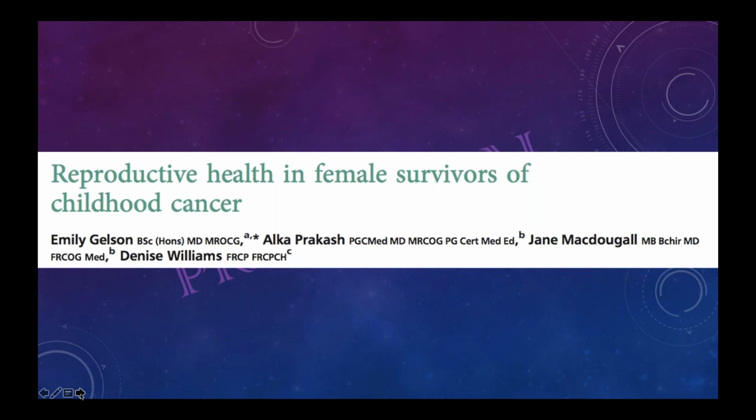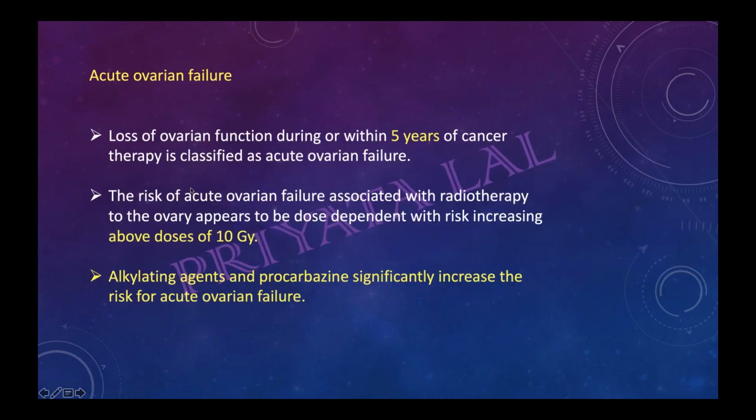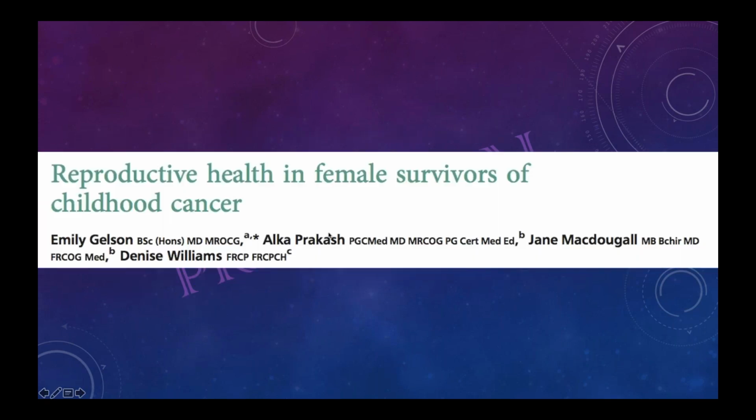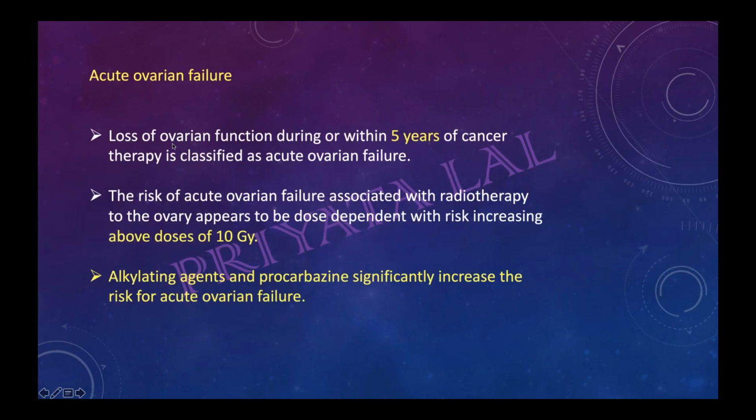Few tables are important, only a few lines. If childhood cancer is there, usually acute ovarian failure occurs. What is the definition? Loss of ovarian function within 5 years of cancer treatment is acute ovarian failure. Only this definition you have to know.